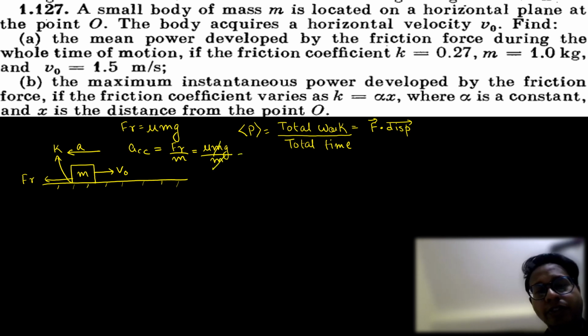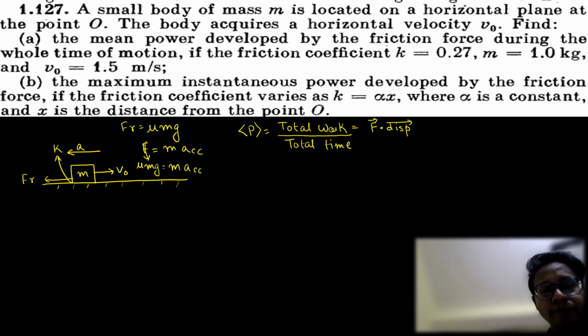Okay, so mu mg, I did nothing out here. We know that force is equal to mass into acceleration. Out here, force is what? The friction force, mu mg. So mu mg is equal to mass into acceleration. Out here, mass and mass get cut. Acceleration is equal to mu g.